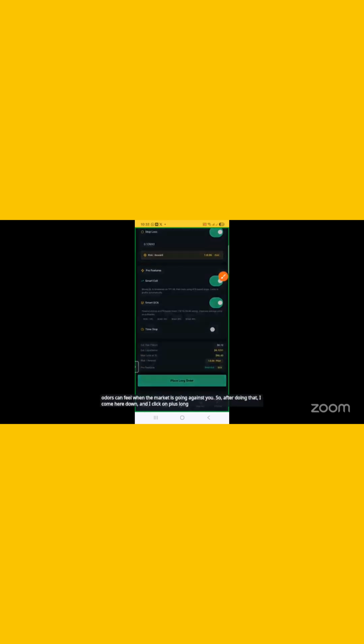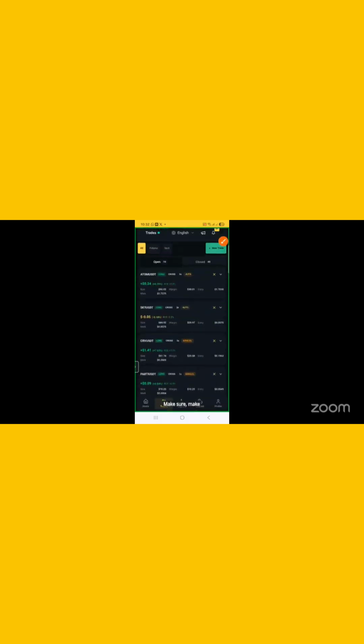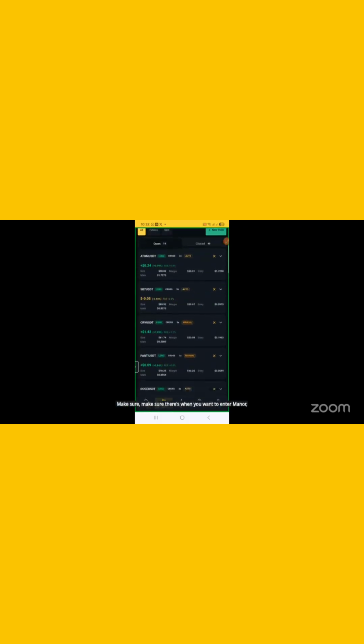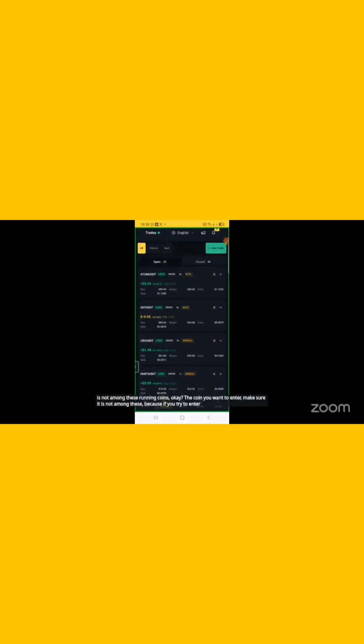So I'm going to place this long order and show you how you can do it. Also, maybe before I even place this long order, if you're doing manual trading, make sure the coin you want to enter manually is not among these running coins. Please make sure it is not among these running coins, because if you try to enter a coin which is already trading here, it is not going to accept, it is going to refuse.